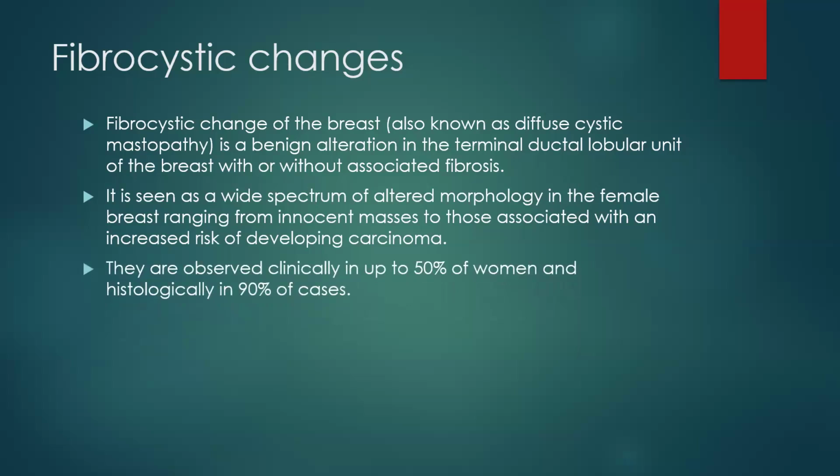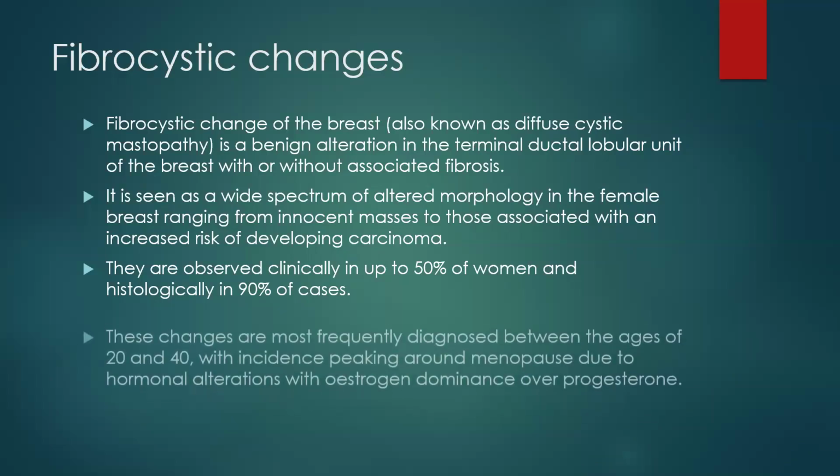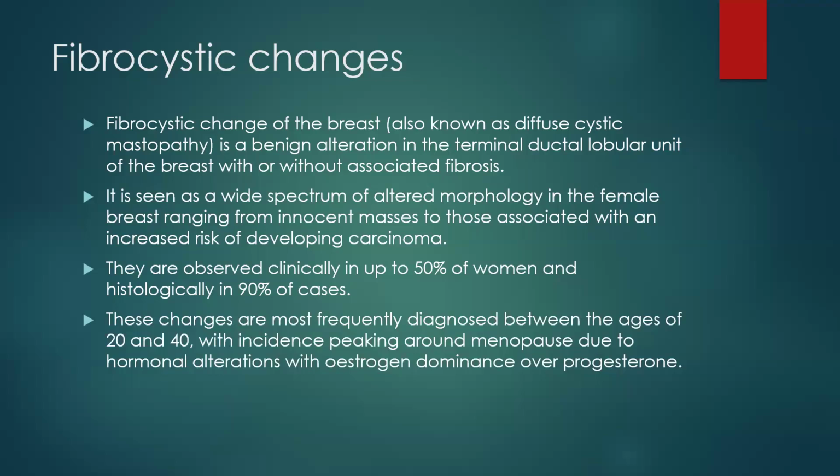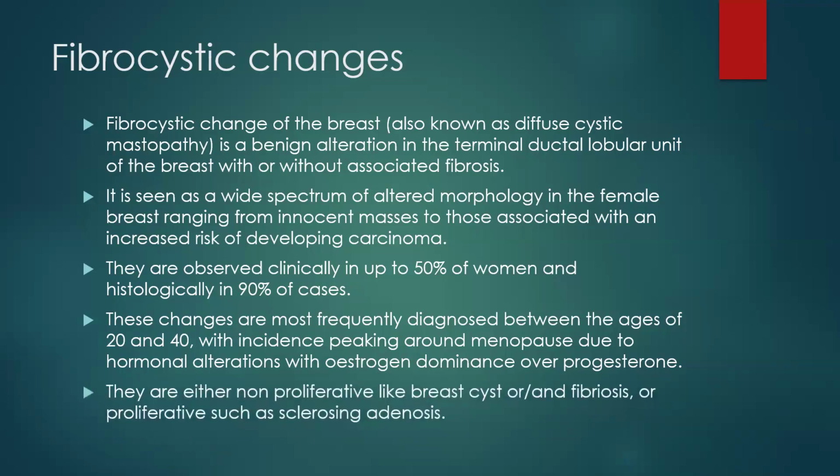They are observed clinically in up to 50% of women and histologically in 90% of cases. These changes are most frequently diagnosed between the ages of 20 and 40, with incidence peaking around the menopause due to hormonal alteration with estrogen dominance over progesterone. They are either non-proliferative, like breast cyst and/or fibrosis, or proliferative, such as sclerosing adenosis.